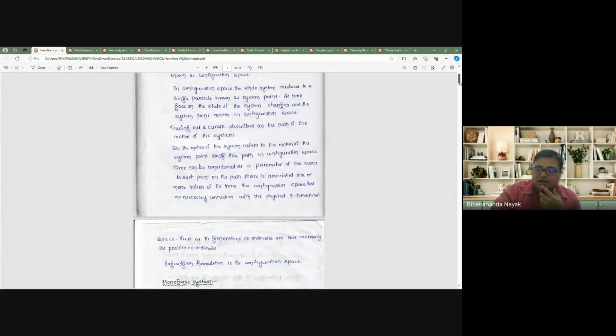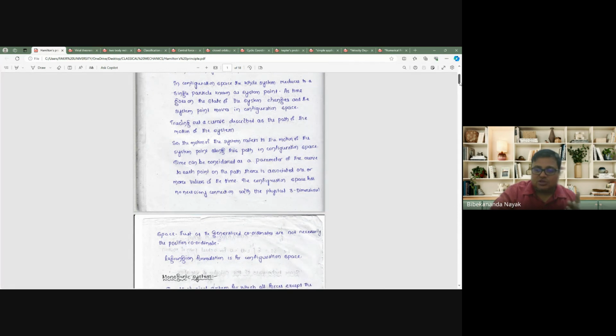But there is another kind of space which is called phase space. In phase space, we give equal priority to position and momentum. For a particle, it has 3D position coordinates x, y, z, and also three momentum coordinates px, py, and pz. So the phase space for a particle is 6-dimensional. For an n-particle system, it is 6n dimensional. And the Hamiltonian formulation is applicable in phase space.